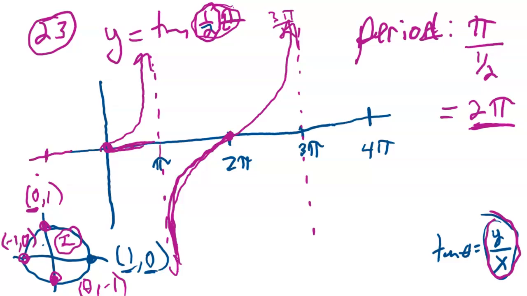I could do this as negative pi. When I plug negative pi into there, I'll get 1/2 of negative pi, or negative pi over 2. Negative pi over 2 is down here. It's definitely going to be 0 in the denominator. So we're going to get another vertical asymptote. And we get our shape that looks like that.